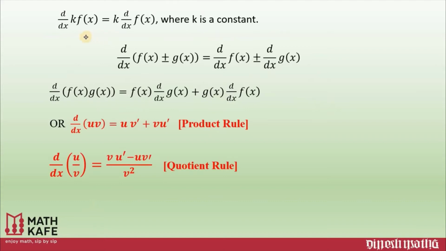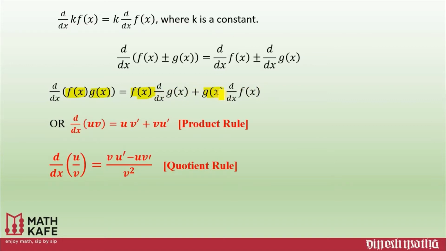Now let us see some other fundamental principles. The derivative of a constant into a function is equal to k into the derivative of the function, where k is a constant. The derivative of a sum or difference of two functions is the sum or difference of the derivatives. Then we have the main one, the product rule. The derivative of f of x into g of x means first function into derivative of second plus second into derivative of first.